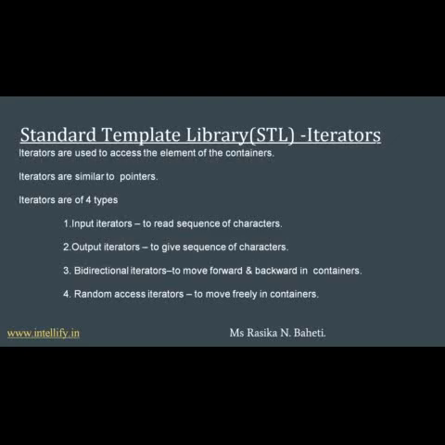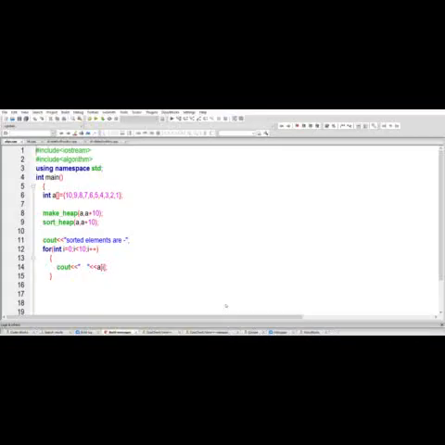Iterators are of four types. 1. Input iterators, to read a sequence of characters. 2. Output iterators, to give a sequence of characters. 3. Bidirectional iterators, to move forward and backward in containers. 4.